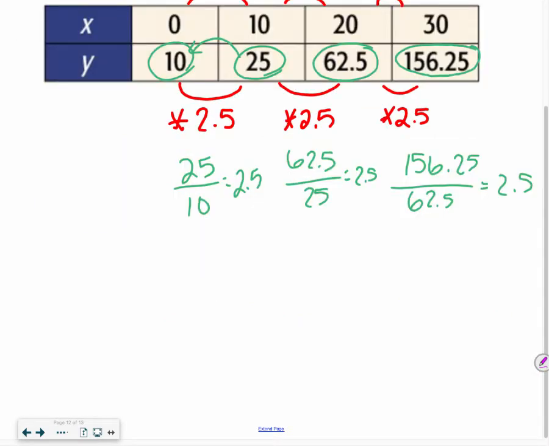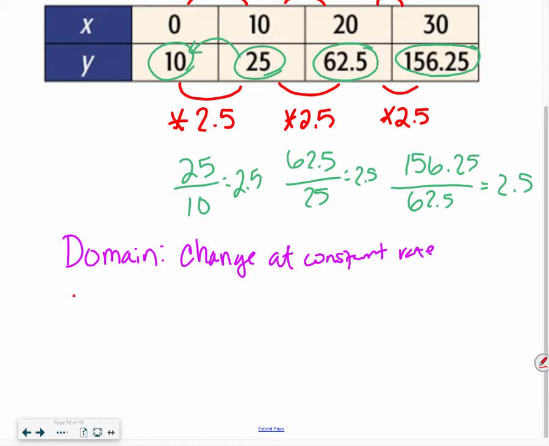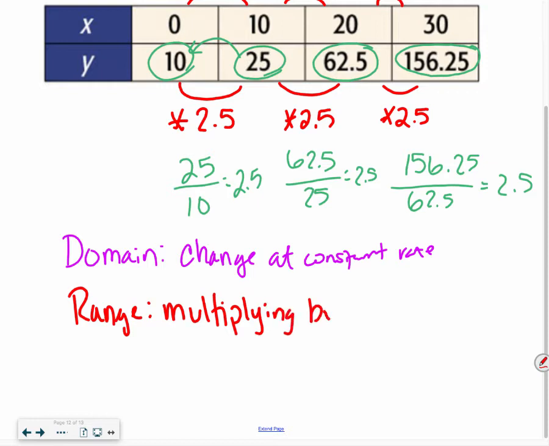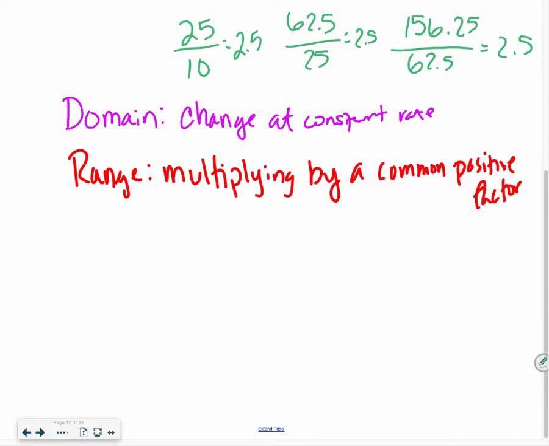But we want to go through and state our domain and our range and explain whether or not this is exponential. Well, our domain, our x values, are changing at a constant rate, which is good. We need that. Wow, my handwriting's getting really bad. Sorry, guys. And then the range is multiplying by a common positive factor. Okay, so that's how my domain and range are behaving right now. So since we know that my domain and range are changing at a constant rate or multiplying by a common positive factor, I can say that this function is exponential, and I can actually write a generic formula for it.